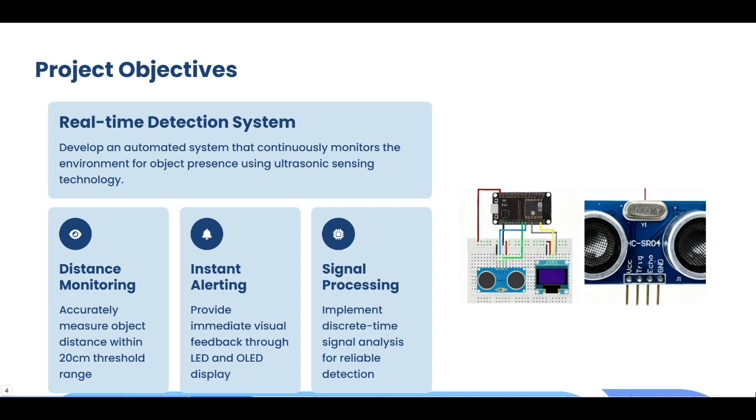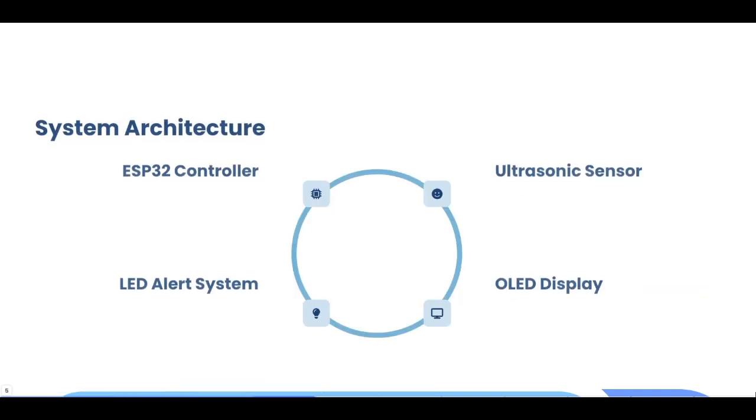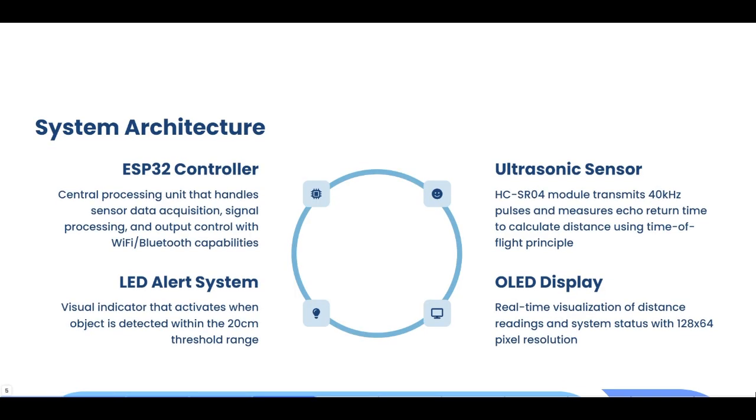Next, we will go to the system architecture. At the heart, we have an ESP32 microcontroller. The ultrasonic sensor measures the distance to any object in front of it. The OLED screen shows the distance, and the LED gives a visual warning if something is too close. All these parts work together according to the circuit diagram, which you will see in these slides. So next we will discuss the hardware components.